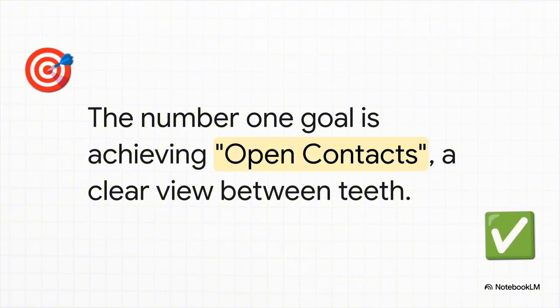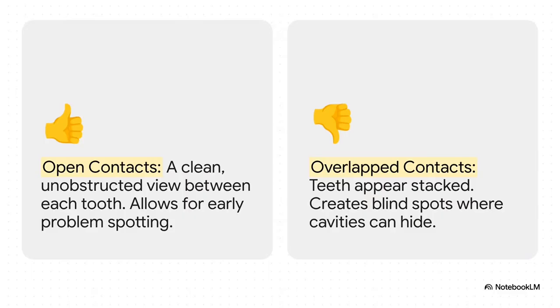It's a concept they call open contacts, and getting it right can literally make or break your diagnosis. Just look at the difference here. On the left, with open contacts, you get this clean, clear view right between each tooth. But on the right, those are overlapped contacts, and they create dangerous blind spots. A cavity could be hiding in that shadow, just growing and growing for months, maybe even years, completely undetected. You can see why getting this right is so critical for an accurate diagnosis.